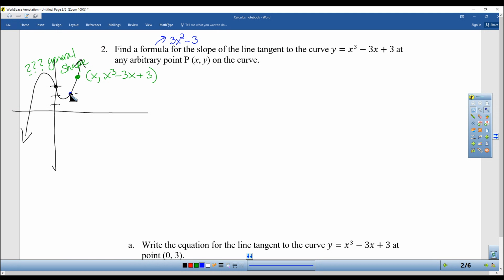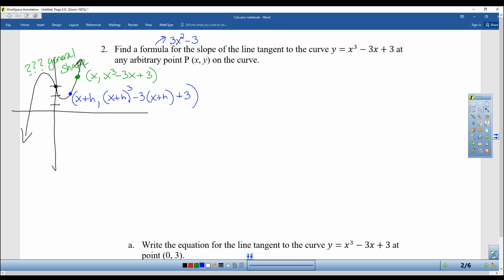My second point, it's always the same, but we're going to wean you off of using the letter a and just skip straight to x. x plus h. These two would be the identical point if h was 0, but h isn't 0. So x plus h cubed minus 3 times x plus h plus 3.